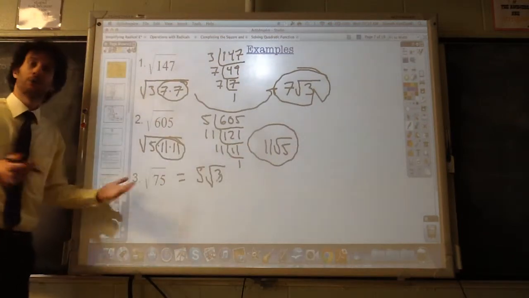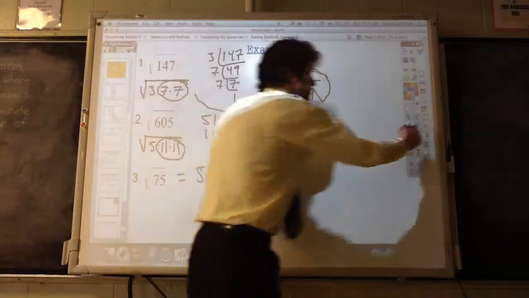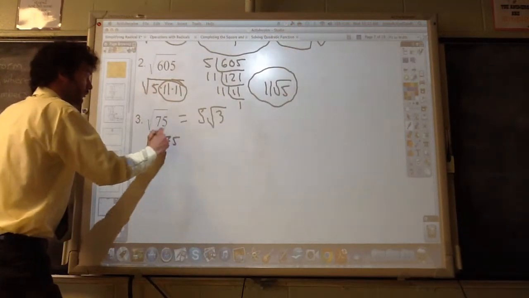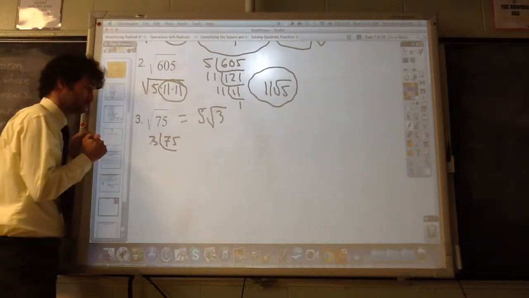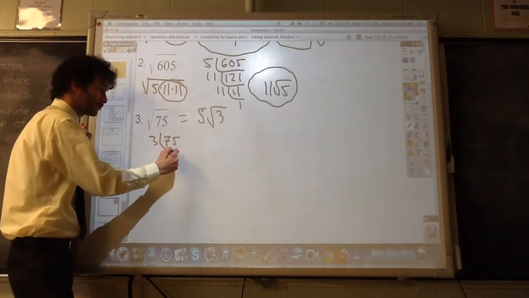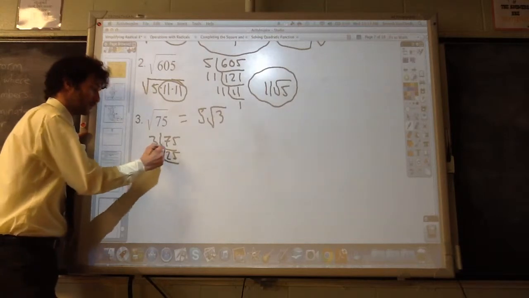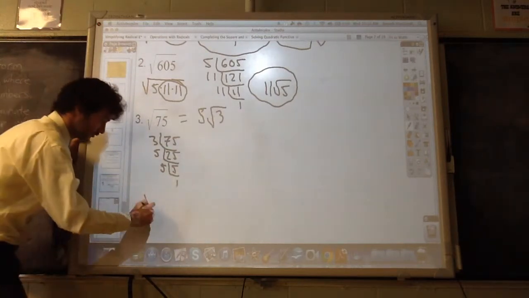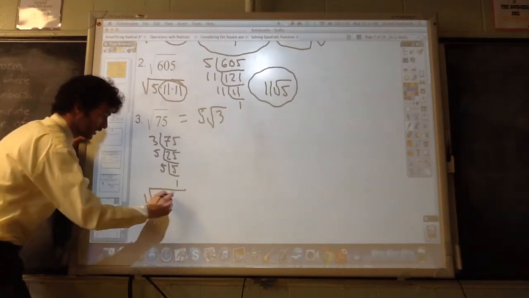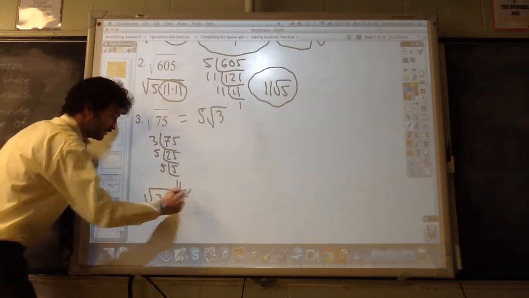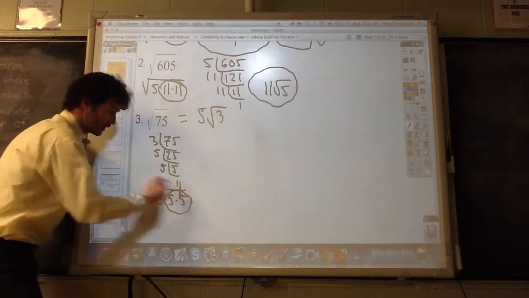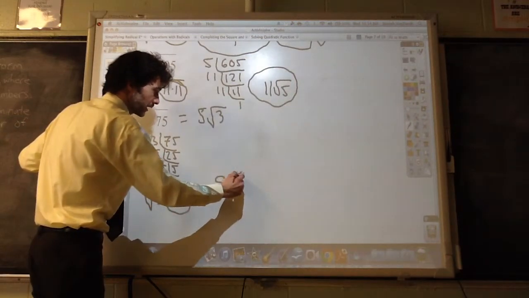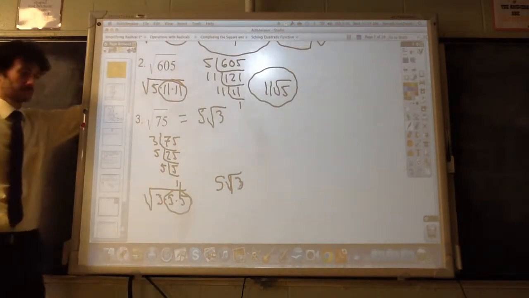So I'll do it the long way and you'll see. So 75. The smallest number that goes in is 3. 3 goes into 75 25 times. 25 is 5 times 5. 5 is prime. So that means this is the same as the square root of 3 times 5 times 5. And I've got a pair of 5s. So I get to pull out a 5. And I put back the 3. Okay?